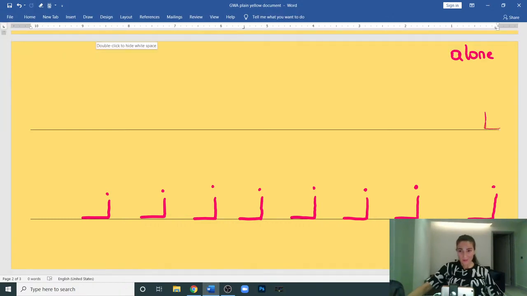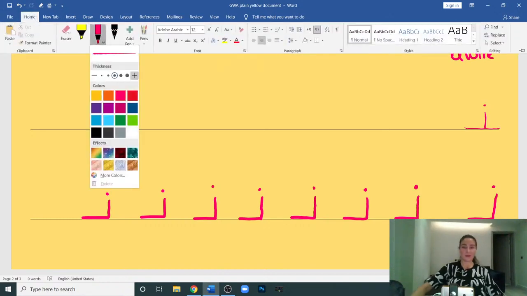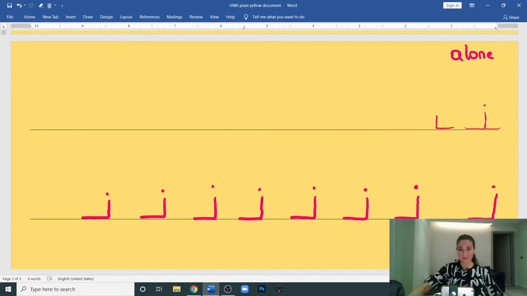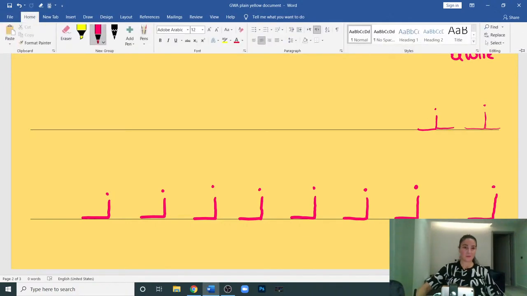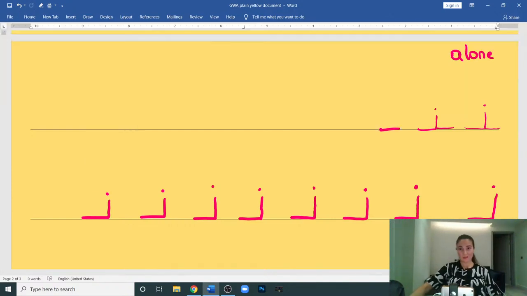Tail, up, down, and I put a dot. Again, let me make it thicker. So this is the tail, up, down, with a dot. And now even thicker. Tail, up, down, and then you put the dot. Yalla, try with me a few times. Tail, up, down, dot.